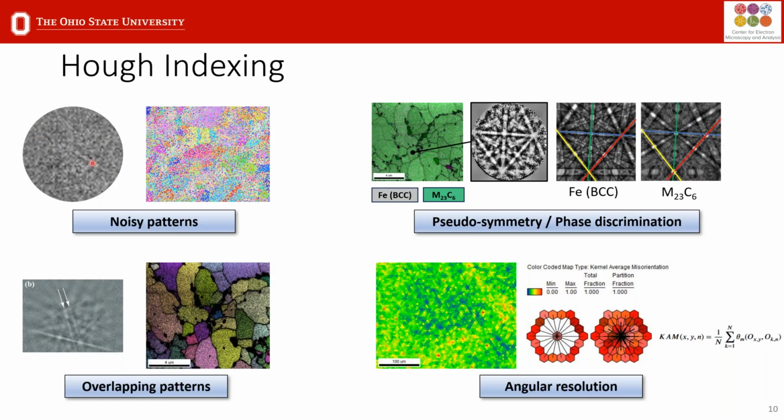If these bands are not very clear, then the algorithm really struggles to find these lines to determine the orientation. And you can see that the resulting orientation map looks very, very noisy.